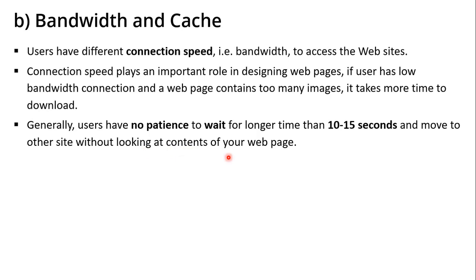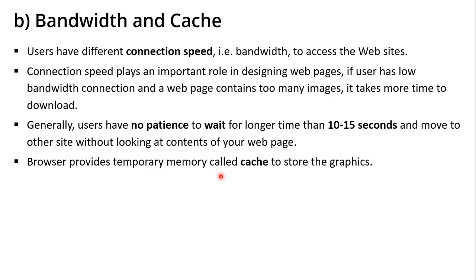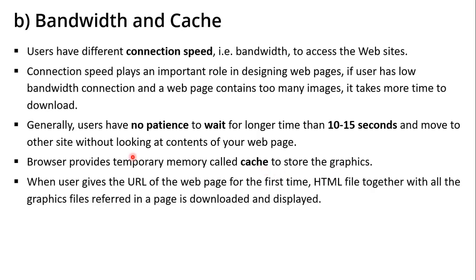So you make an excellent web page, but because of low connection speed, your page is not opening in a proper time, then they move to other sites without looking at your content. So this affects your web pages. Browsers provide temporary memory called cache to store the graphics. So you use so many images and these images are stored in a cache, that is a temporary storage. When a user gives the URL of the web page for the first time, the HTML file together with all the graphics files referred to in the page is downloaded and displayed.